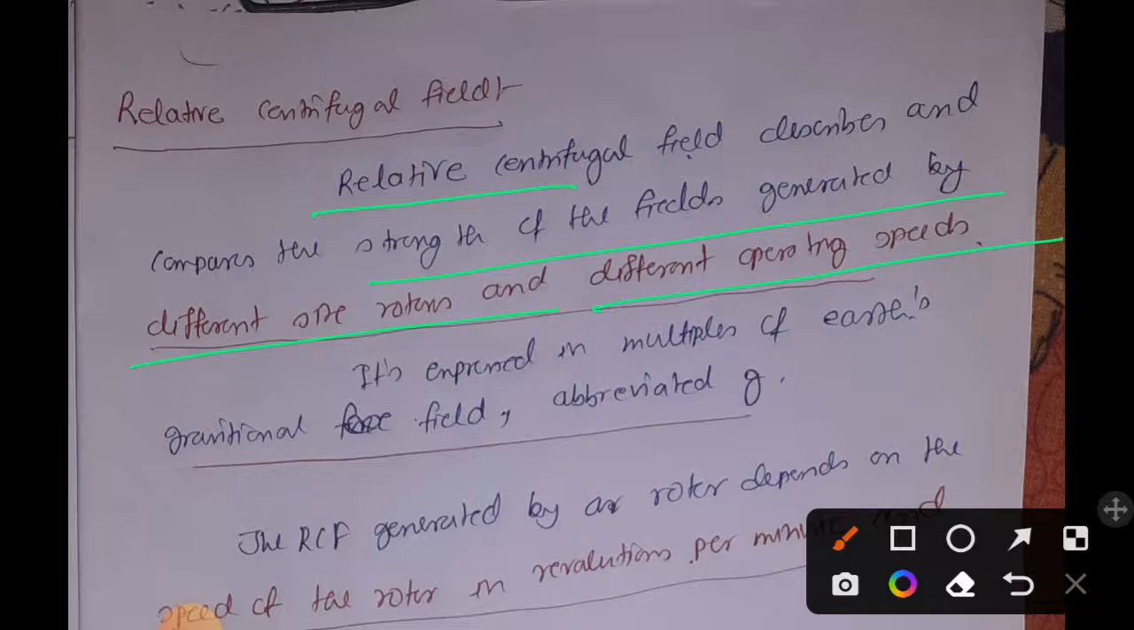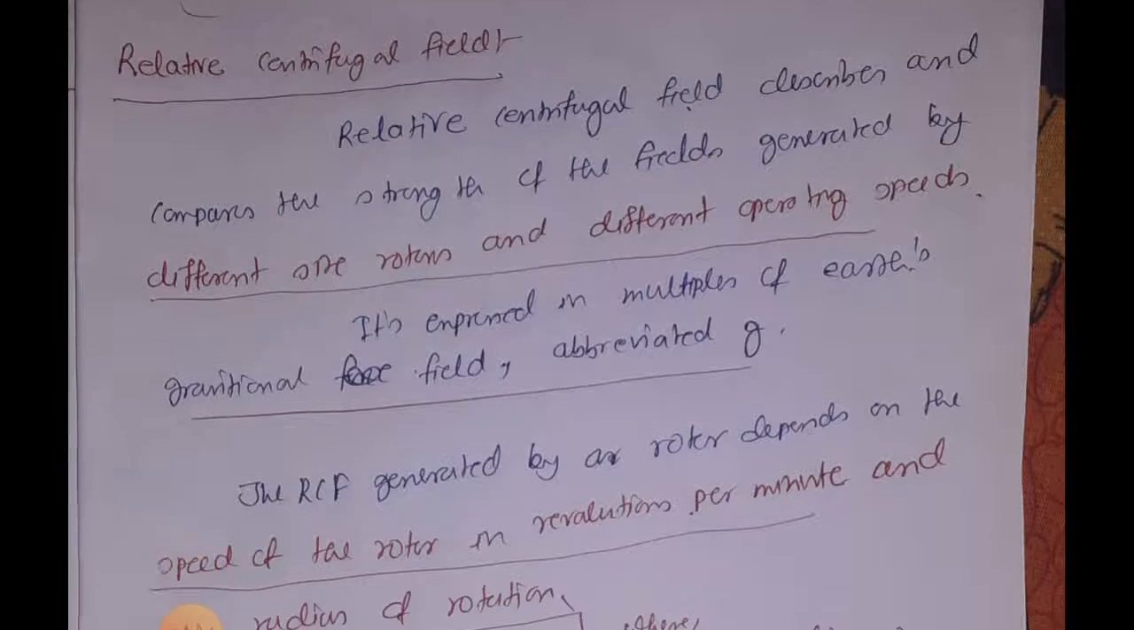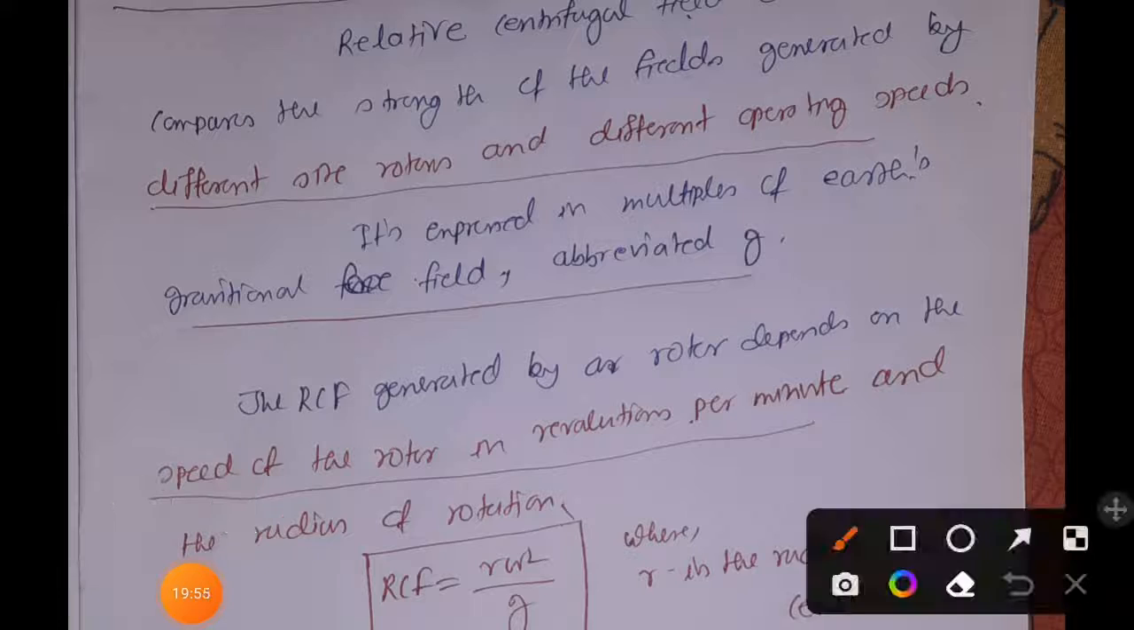Okay, it is expressed in multiples of the gravitational force, abbreviated G. That is the important thing, because at the very starting of the video I have told you that centrifugal force is nothing but it helps our gravitational force, right? So centrifugal field will be explained as an abbreviation of the gravitational field, okay, or as a multiple of the gravitational field.